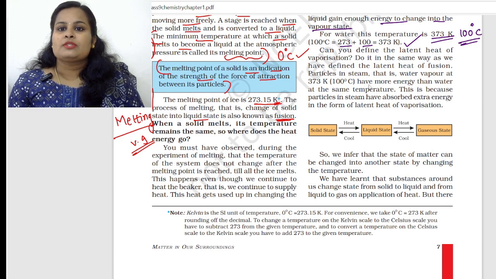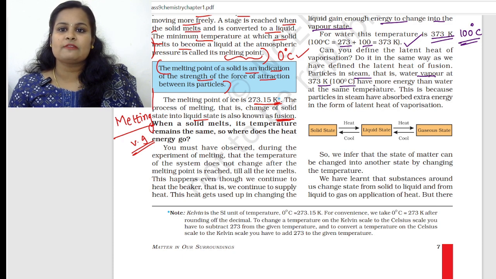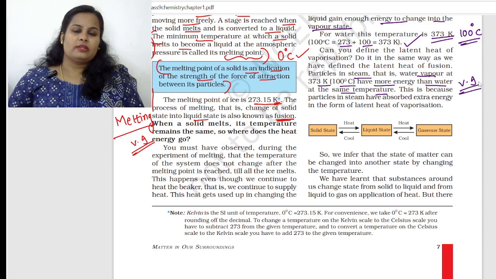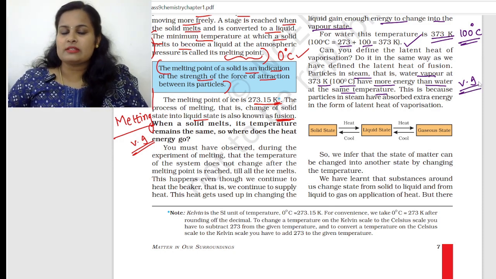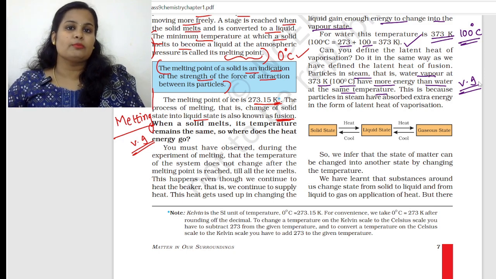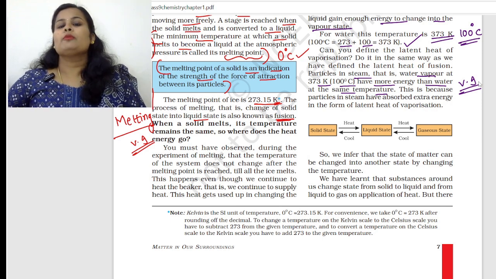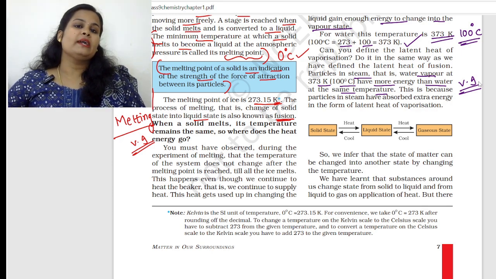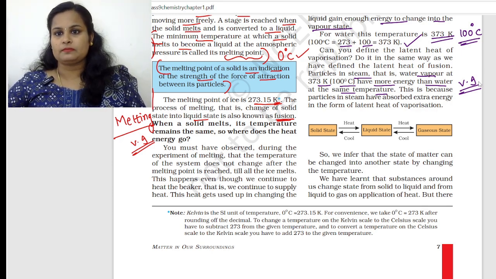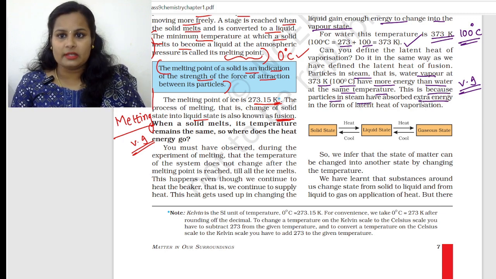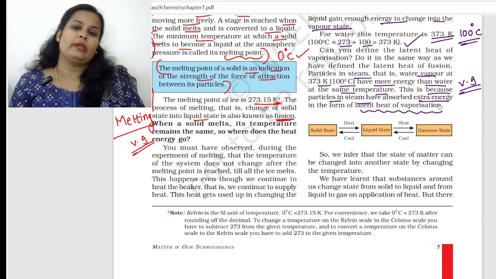All right. So particles in steam, that is water vapor at 373 Kelvin, that is 100 degrees Celsius, have more energy than water at the same temperature. This question is also very important. The question can be asked like: steam at 100 degrees Celsius or water at 100 degrees Celsius, which has more energy? Definitely steam at 100 degrees Celsius has more energy in the form of latent heat of vaporization, and the burns caused by steam are very severe. You can answer this as: the particles in the steam have absorbed extra energy in the form of latent heat of vaporization.